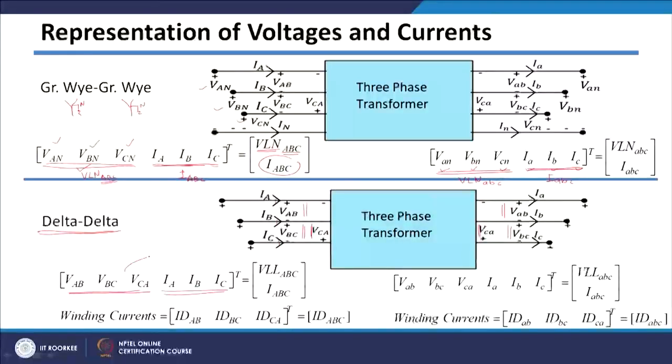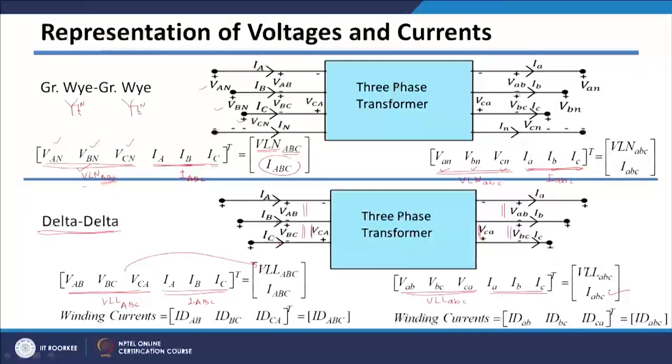Now these line to line voltages I am writing as VLL; earlier I wrote VLN, so in this case VLL. So all the three voltages are VLL, capital ABC. Since they are line currents, this will be just IABC, and here also this is VLL small abc, all the three voltages, and then this is your IABC, line currents.